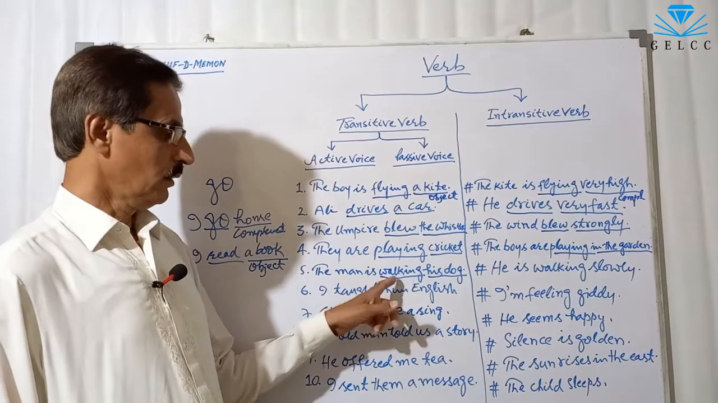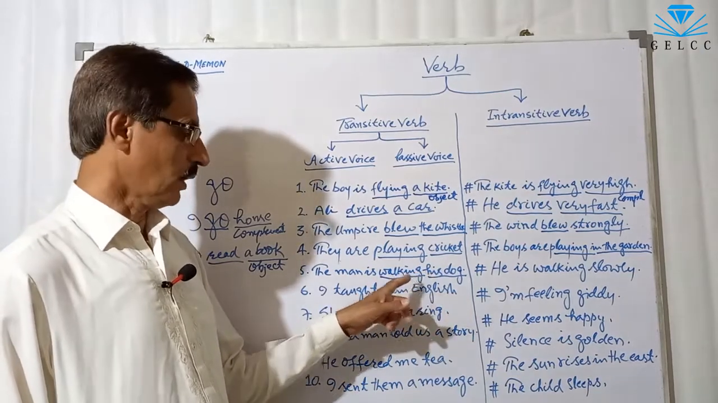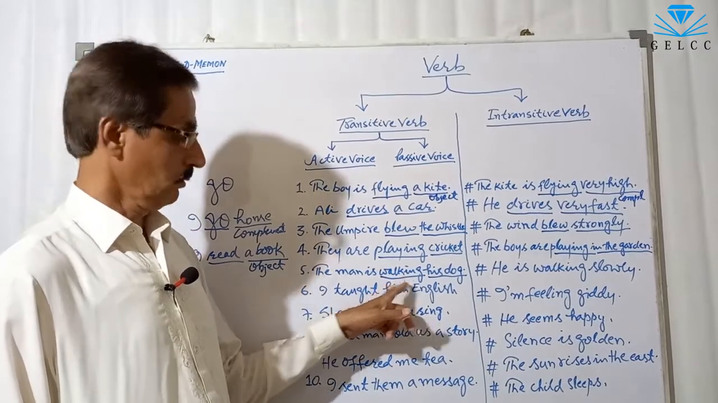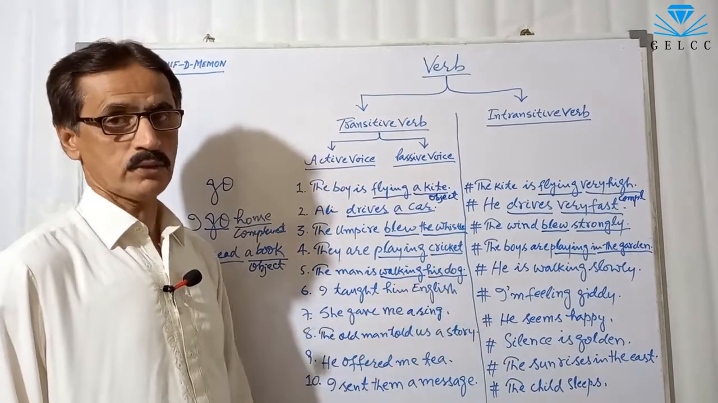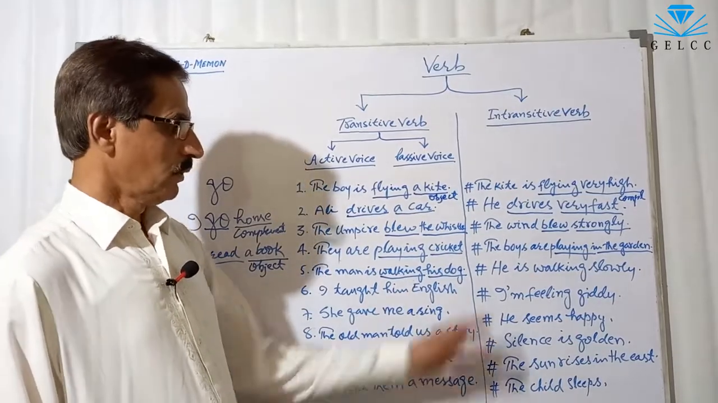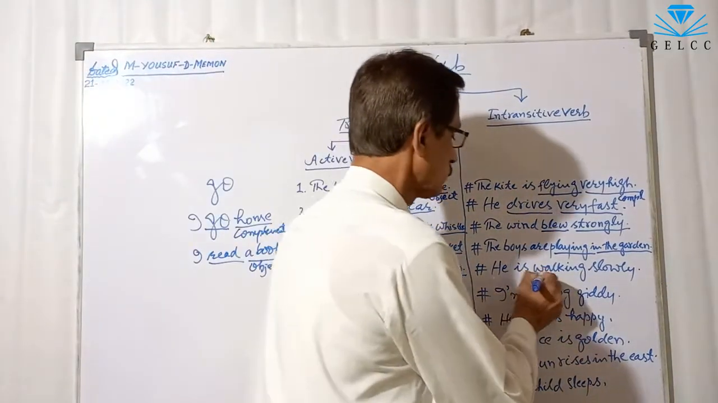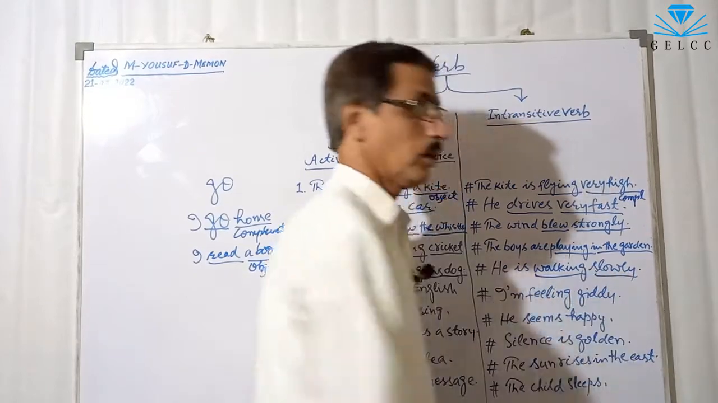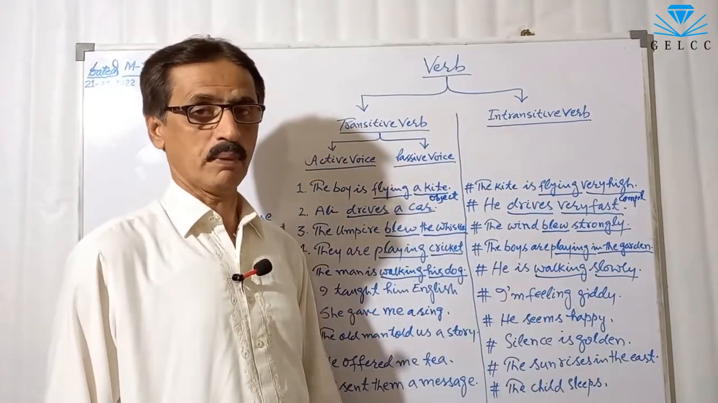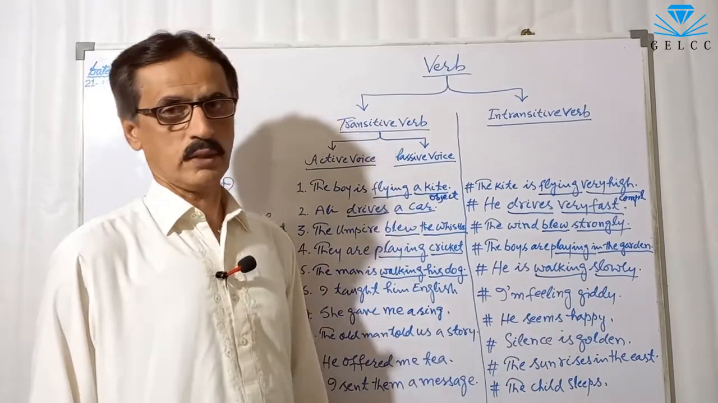Now, the man is walking his dog. Walking is the verb. What is he walking? A dog. His dog is the object. So here walking is a transitive verb. He is walking slowly. How is he walking? Slowly. Slowly is a complement. So here walking is an intransitive verb.